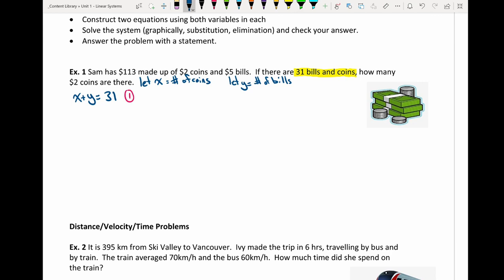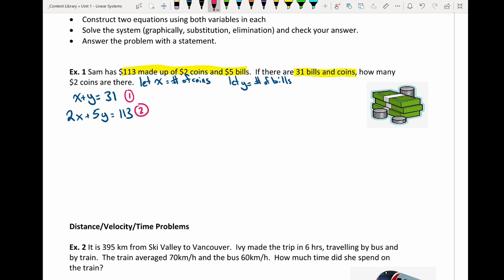The next equation that I'm going to come up with is based on the actual amount. So the idea that there's $113, made up of $2 coins and $5 bills. That means $2 times the number of coins plus $5 times the number of bills has to equal $113 in total. And that's my second equation. Now I'm going to solve by either substitution or elimination. I have my two equations, so now I just need to pick which one I'm going to do.